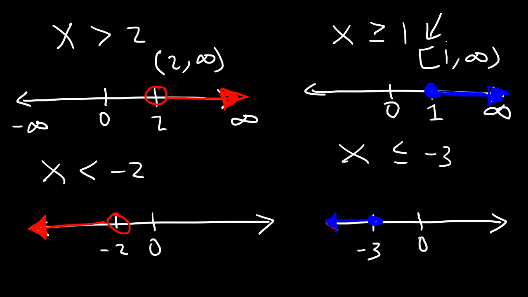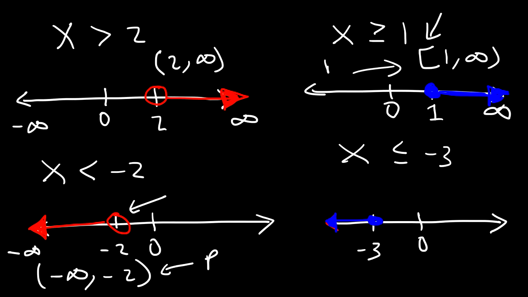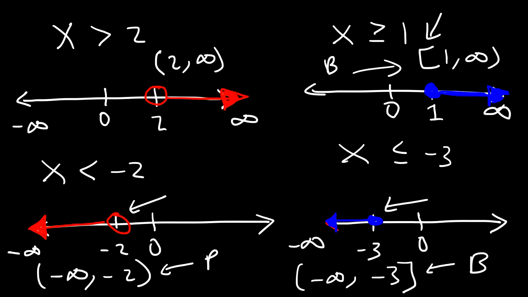Now for the third example on the lower left, it's shaded starting from negative infinity to negative 2. So the way you look at it is from left to right, and that's the way you write it, from left to right. So it's going to be negative infinity to negative 2. And since we have an open circle, we're going to use parentheses as opposed to brackets. Now for the last example, it starts from negative infinity and it stops at negative 3. So it includes negative 3, so we're going to use brackets there.